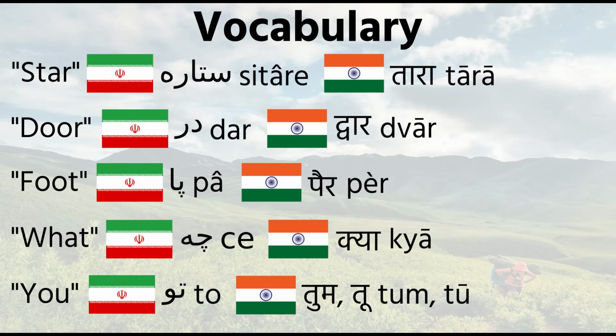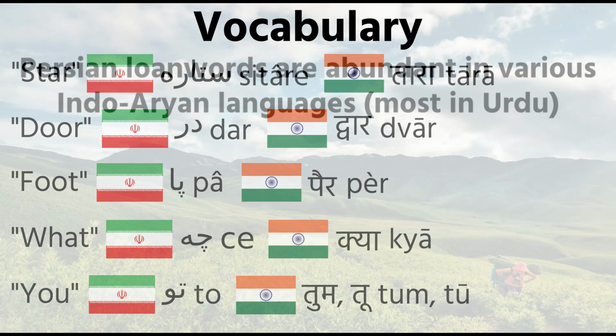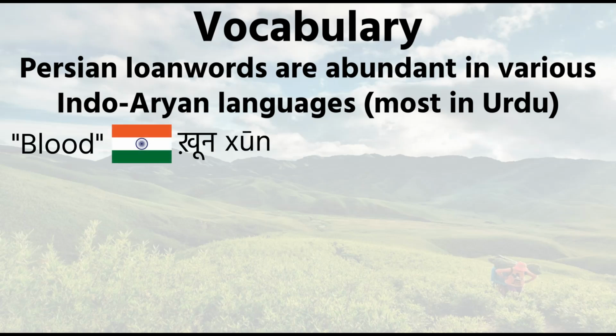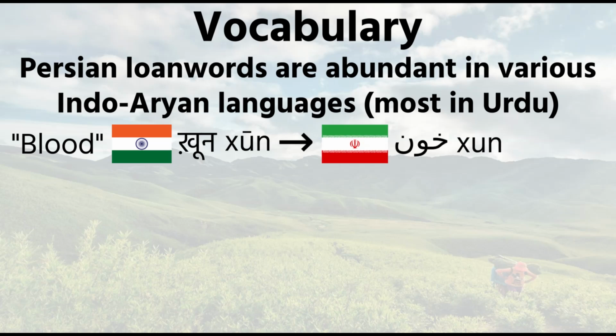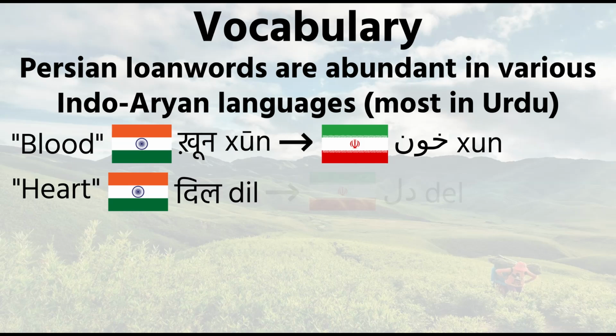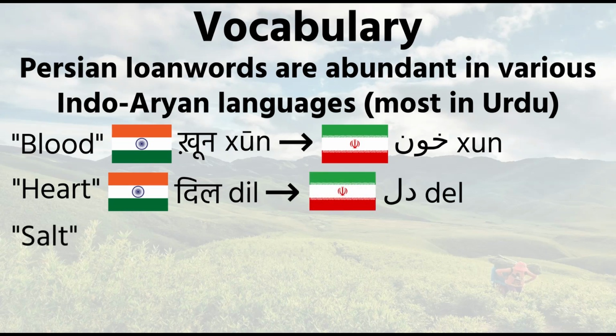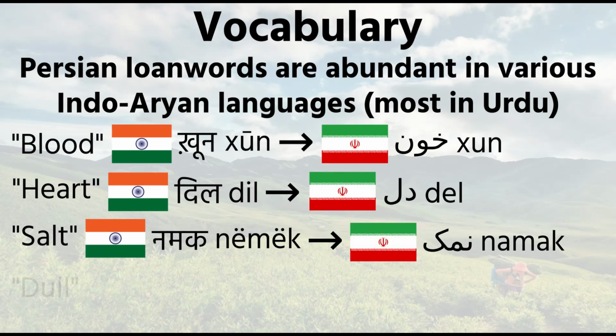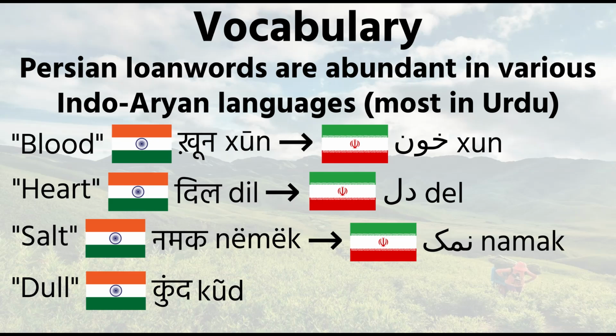One thing about Indo-Aryan languages is that a lot of them contain Persian loanwords, which are most abundant in Standard Urdu. Let's look at a few examples. The word for blood, Khun. This comes from the Persian word خون. The word for heart, in Hindi, Dil, from Persian دل. The word for salt, Namak, نمک. And the word for dull, Kund, کند.